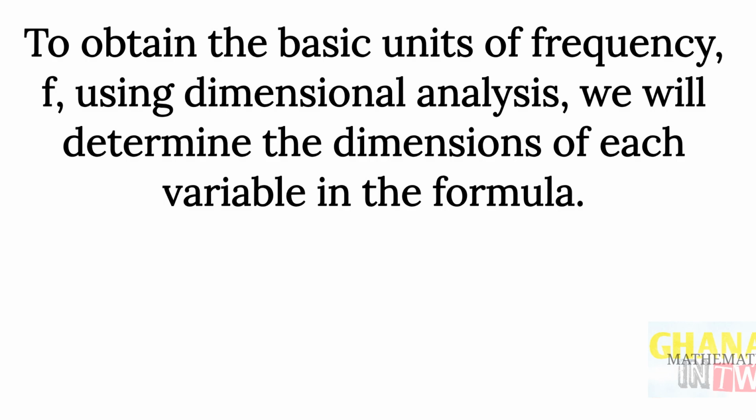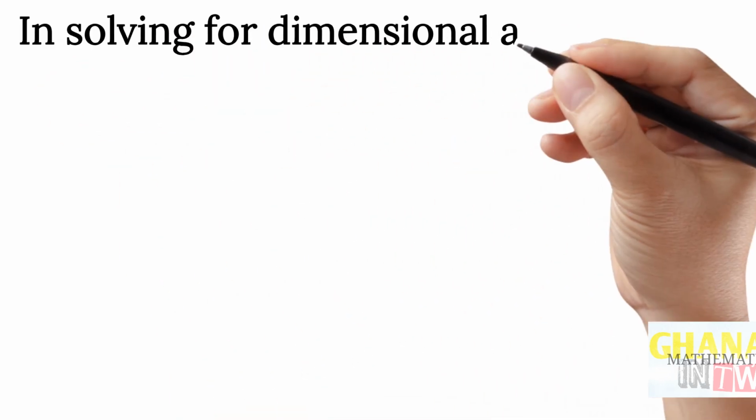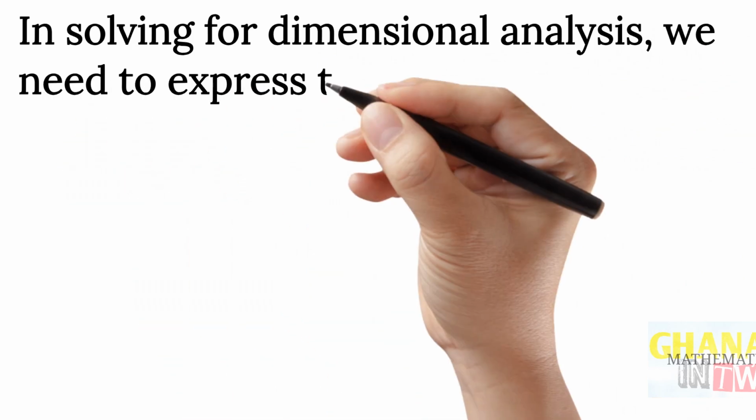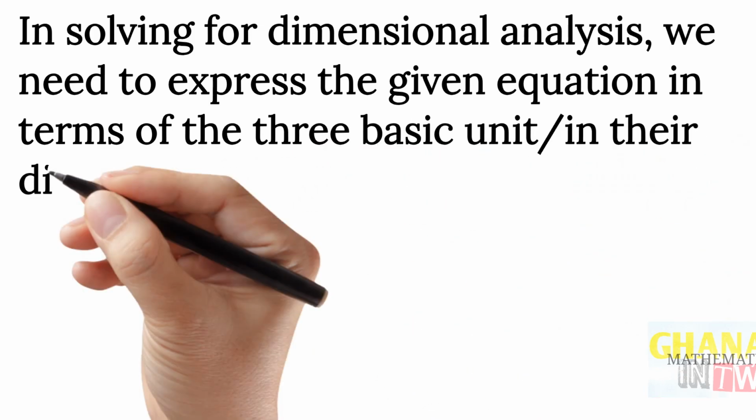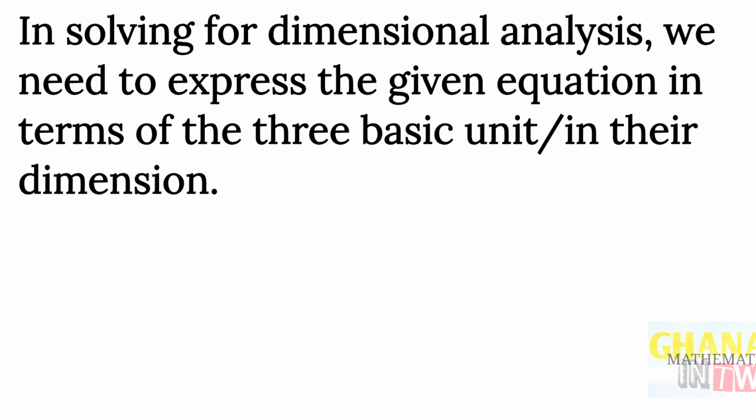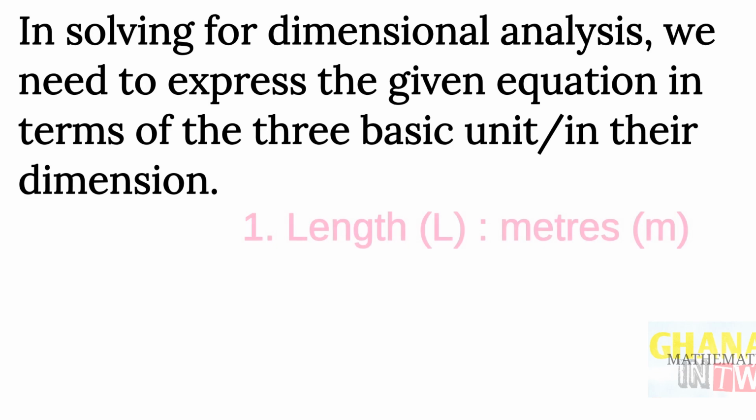Okay, let's get deeper into what I mean. In solving dimensional analysis, we need to express the given equation in terms of the 3 basic units or their dimensions. So what are the 3 basic units and what are their dimensions? First, let's take length. Length is measured in meters, and the SI unit is m. Length can be represented by capital L, which is the dimension of length.